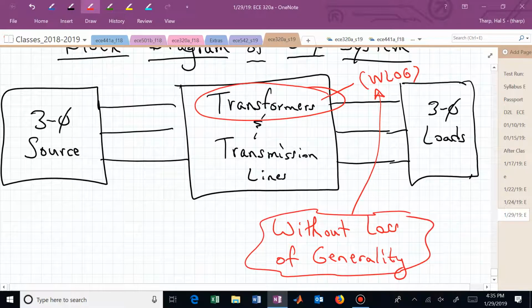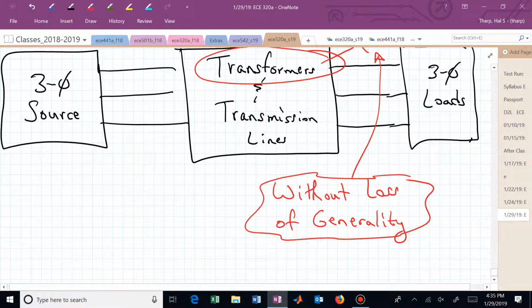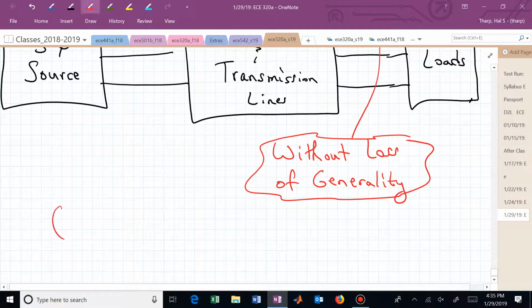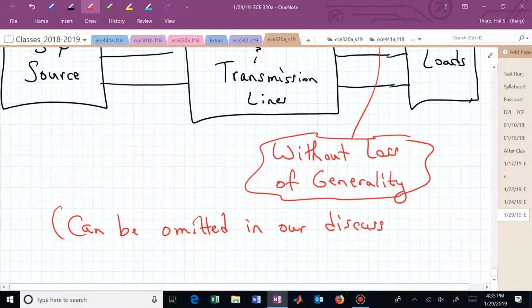So now you have, without loss of generality, which means we can omit the transformer part of this and just deal with high voltages. It doesn't really change much in what we need to learn in this class. So the transformers can be omitted in our discussion. That's WLOG.